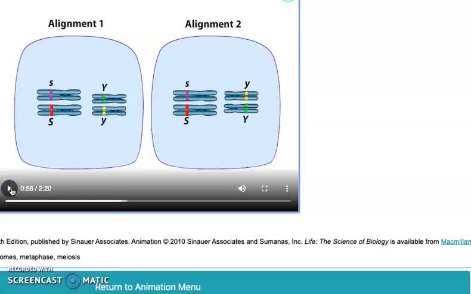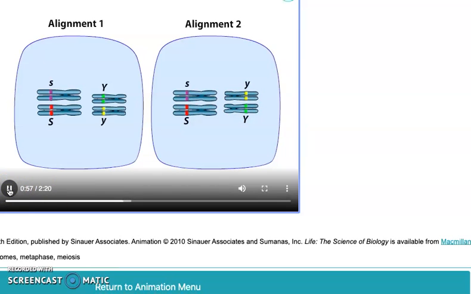Okay, so this is the random alignment of the homologous chromosomes. Notice that they are different. Over here on the top, we have an alignment between small s on top, big S on the bottom for the alleles. We have a big Y on the right side on this pair of homologous chromosomes, big Y allele on top, small y allele on the bottom. Over here, it's different. We have small s, small y, big S, big Y.